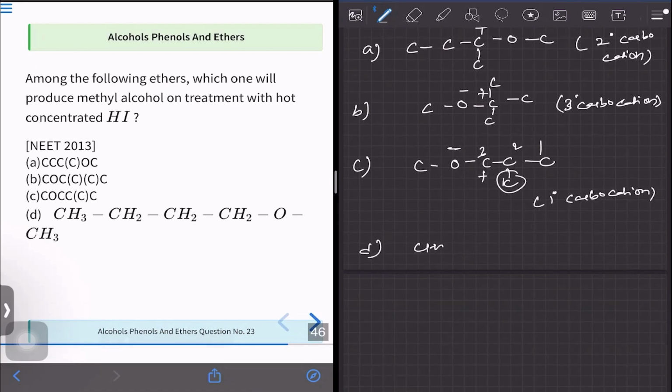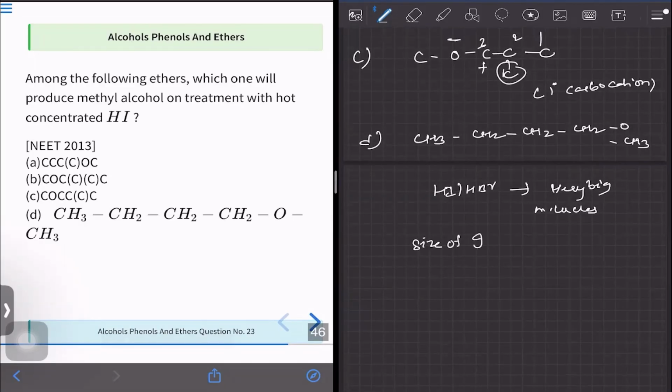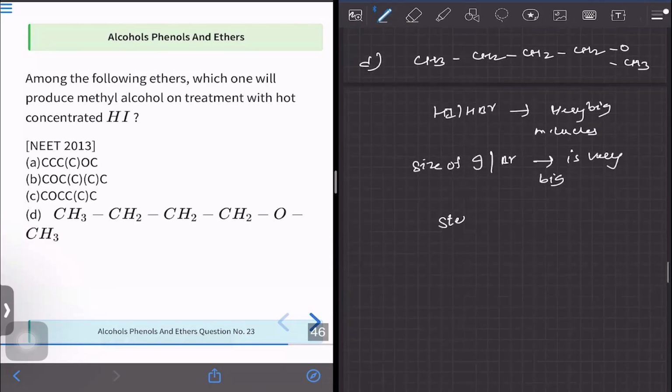And D, that is CH3, CH2, CH2, CH2, O, CH3, C, with HI or HBr. They are very big molecules. The size of iodine and bromine is very big. So we can see steric hindrance in the case of HI.